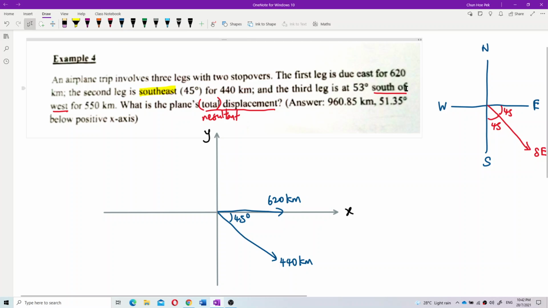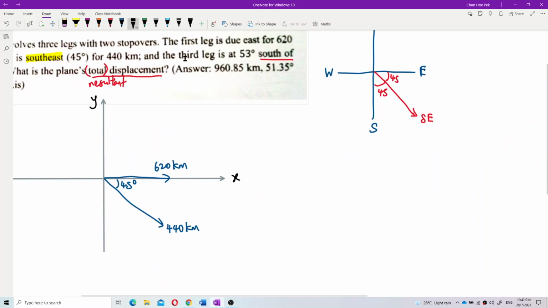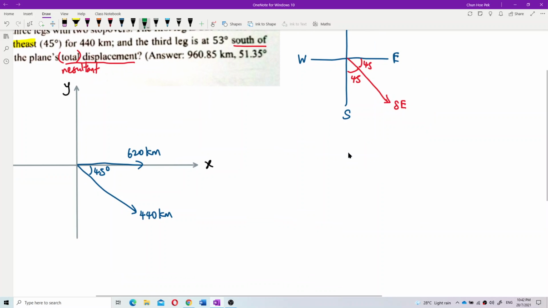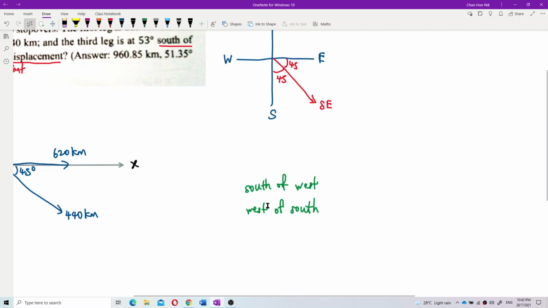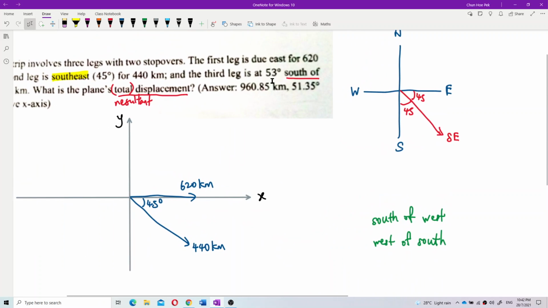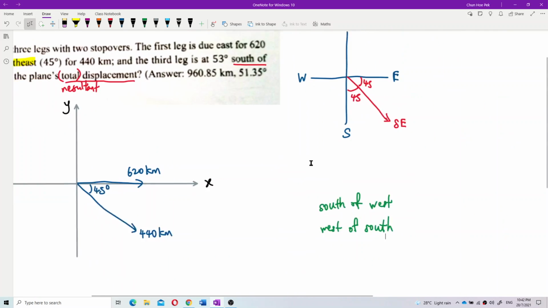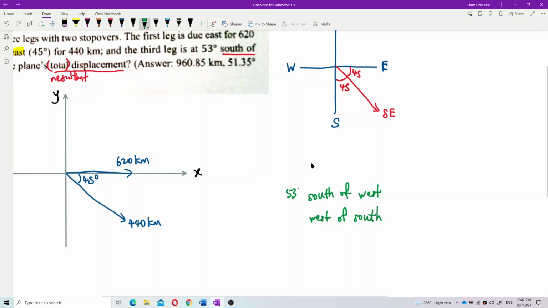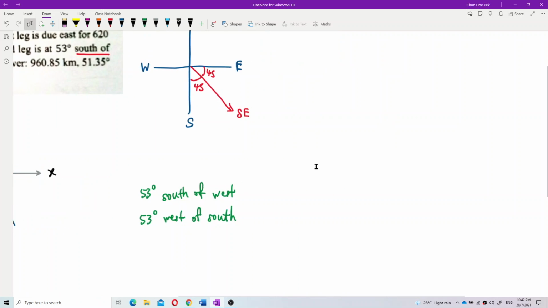What does it mean by south of west? First of all, we need to know what it means by south of west. If the question asks about south of west or west of south, what's the difference between them? Let's say this is 53 degrees south of west. Our question here is 53 degrees south of west compared to 53 degrees west of south. What's the difference?